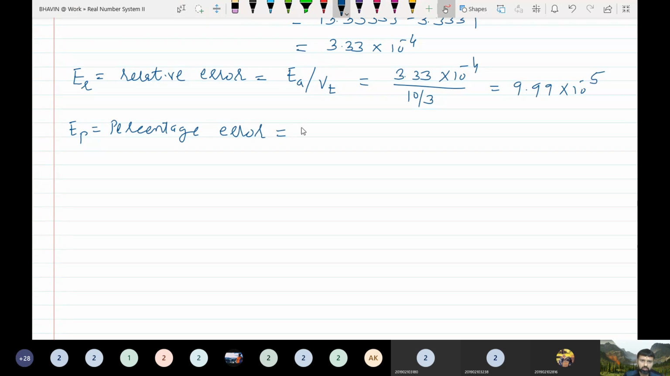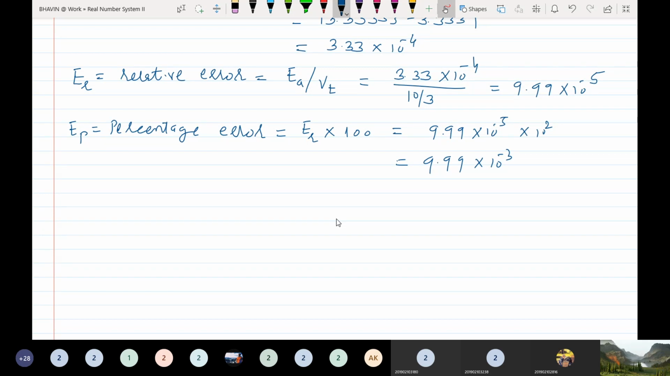Percentage error equal to, what is the formula for percentage error? ER into 100. So what is ER? ER means 9.99 into 10 raised to minus 5, into 10 raised to 2. Okay, so this is 9.99. So this is percentage error. Clear? So this is a very simple example. So now let me take next example.